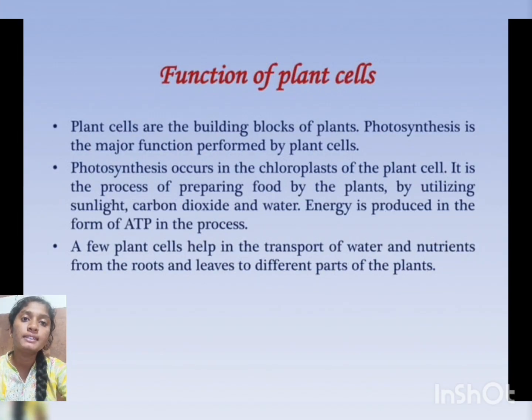Functions of a plant cell. Plant cells are the building blocks of the plants. Photosynthesis is the major function performed by a plant cell. Photosynthesis occurs in the chloroplast of the plant cell. It is the process of preparing food by the plants by utilizing sunlight, carbon dioxide, and water. Energy is produced in the form of ATP in the process. A few plant cells help in the transport of water and nutrients from the roots and leaves to different parts of the plants.